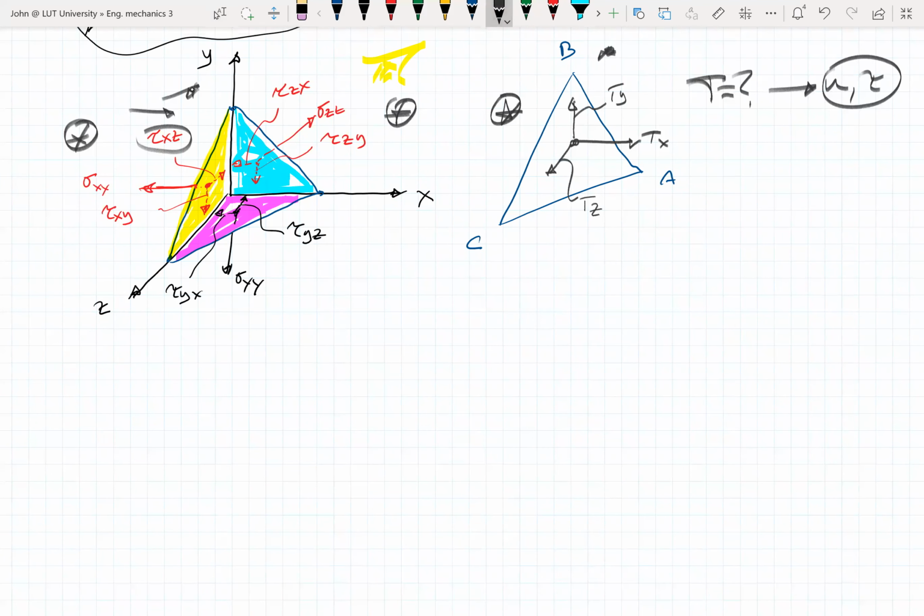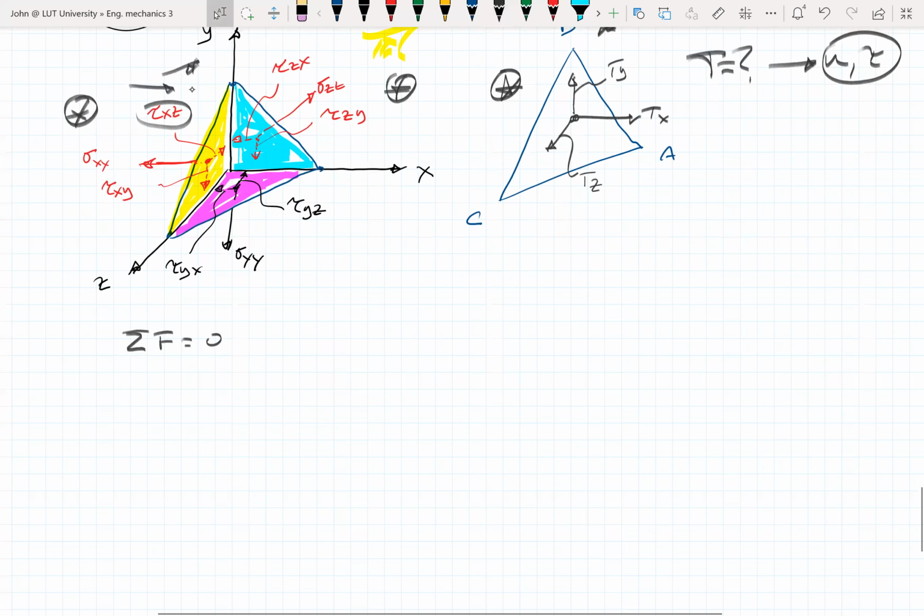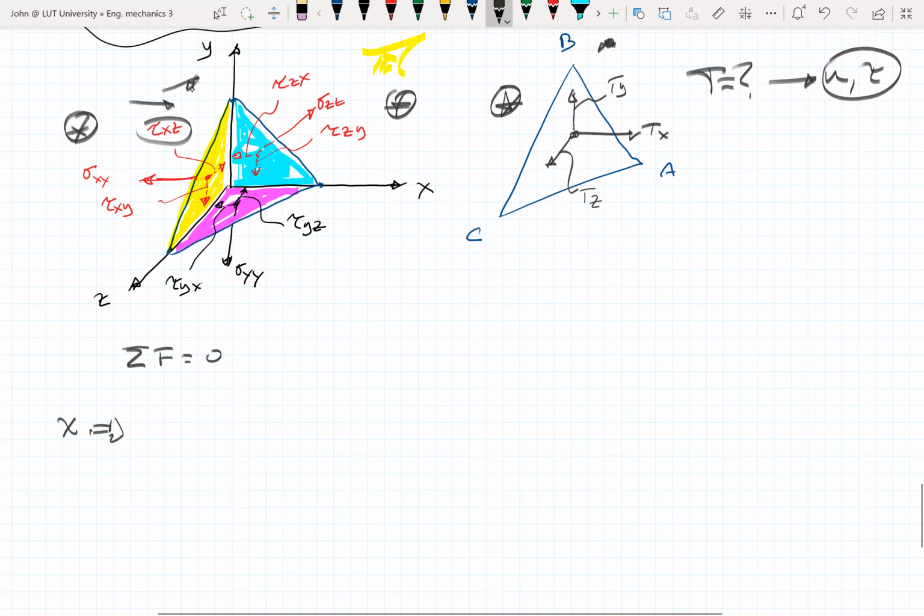Well, let's see. Then if I apply equilibrium to this system, to this tetrahedral element, again with the same convention of positive, if the vector is aligned with the positive axis of my Cartesian coordinate system, then that vector is going to be positive. In X, if I start doing this, I will have that. This is important. That's something that I was forgetting about.